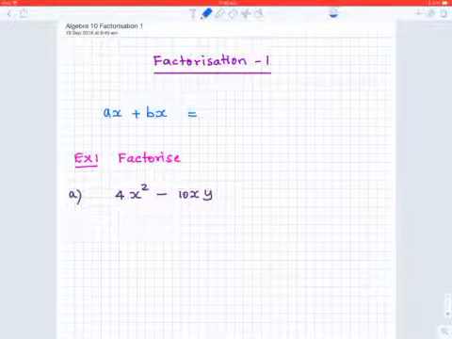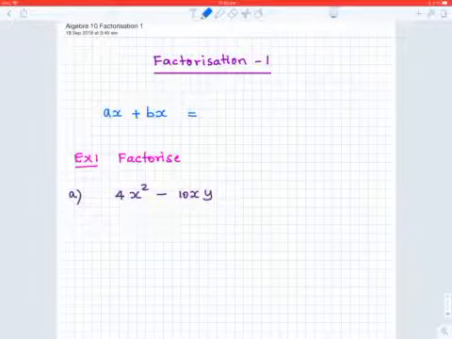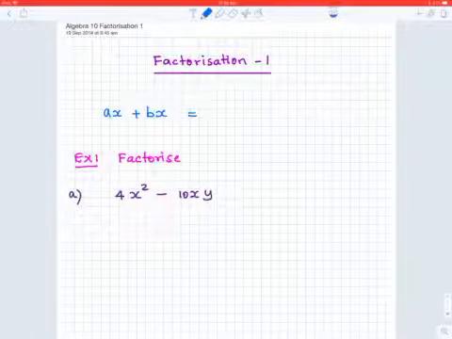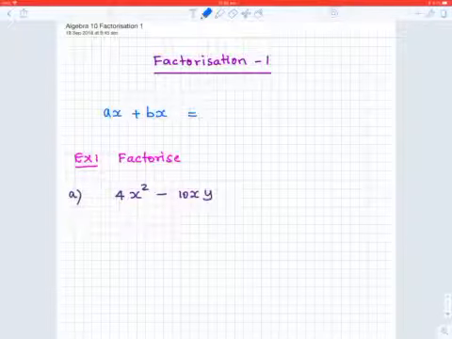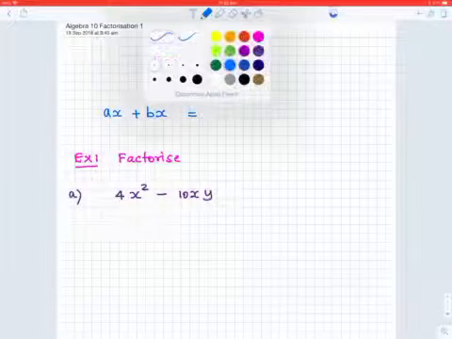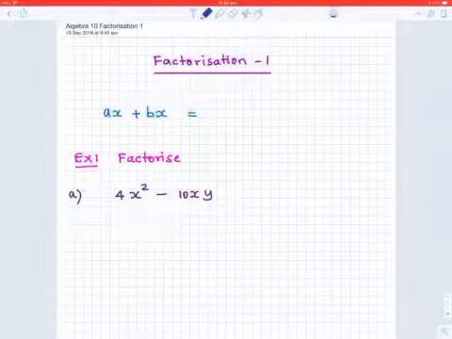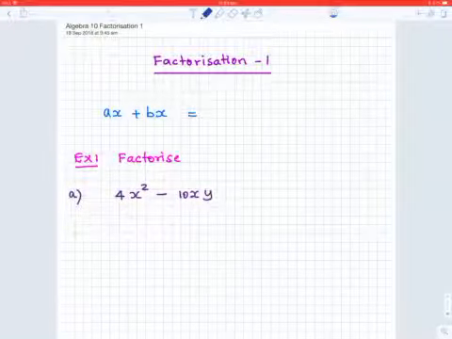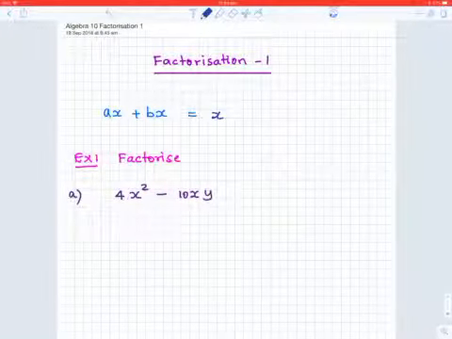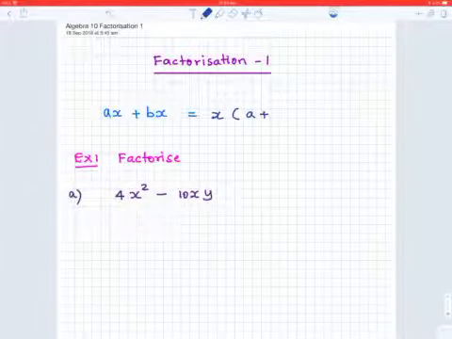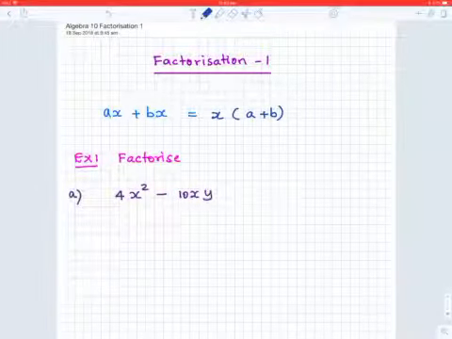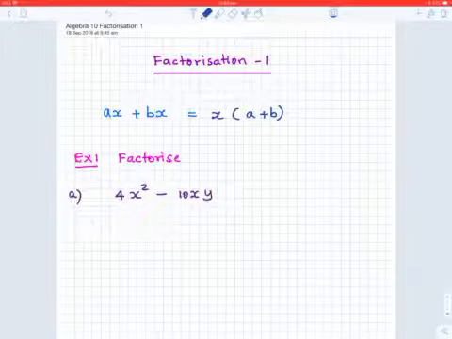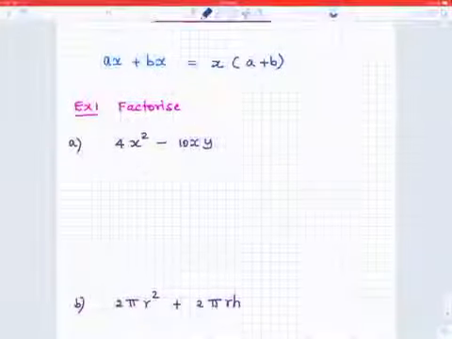Hello and welcome. Today we are going to factorize algebraic expressions. Factorize means you have to insert a bracket by taking factors out. Before that, I'm just going to use the formula, in case you want to use ax plus bx. There x is common, we take it out, and it can be written as x bracket a plus b. So this is the thing we're going to use.